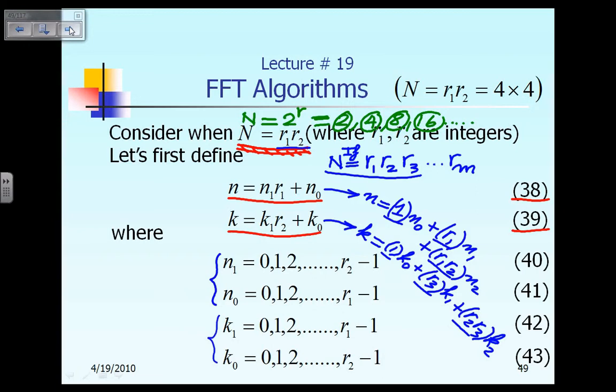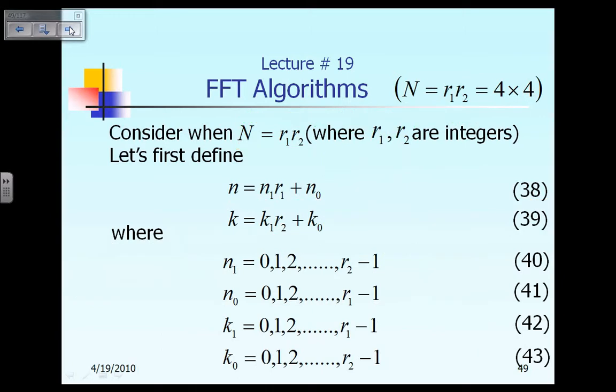Now, if you generalize to the situation where capital N equals the product R1 times R2 times R3, then these two formulas for N1 and N0 can be generalized to formulas that look something like this: small n of I minus 1 equals 0, 1, 2, and so on, up to R sub I minus 1. And that formula will be valid for the subscript I between 1 and M. Okay? So for a more general situation, equations 40 and 41 can be generalized like that.